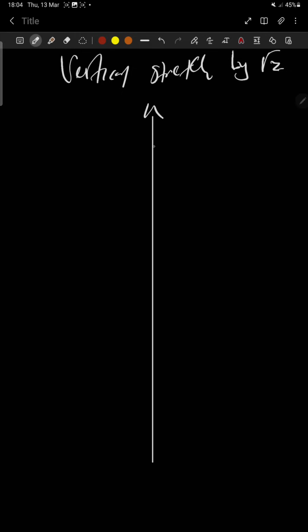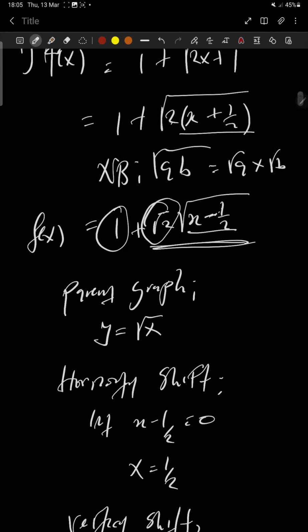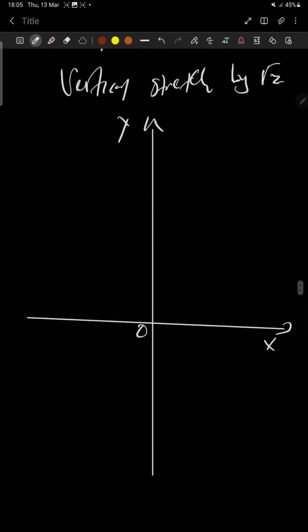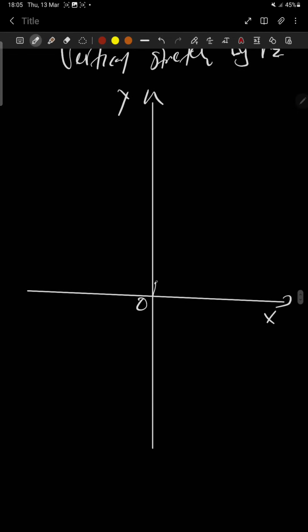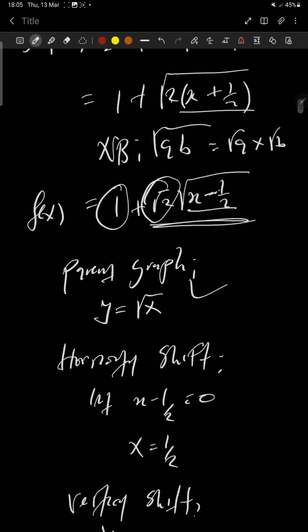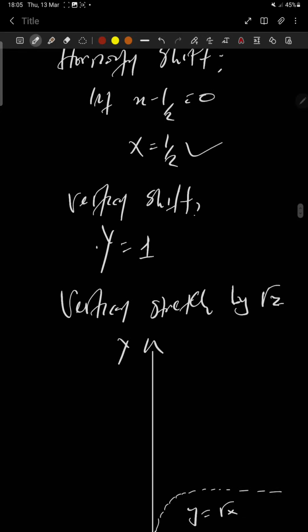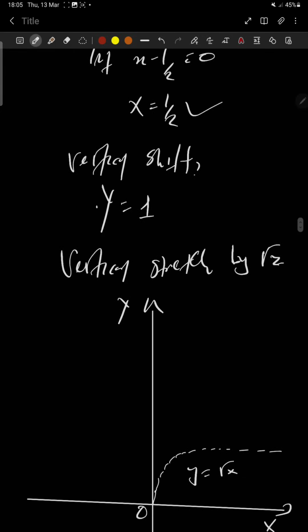I'll sketch each of them separately. I'll start with the first one, the general graph. How does the square root of x look like? The square root of x looks like this. After that we mark this. We go to the shift of half, so I'm sketching the half now.